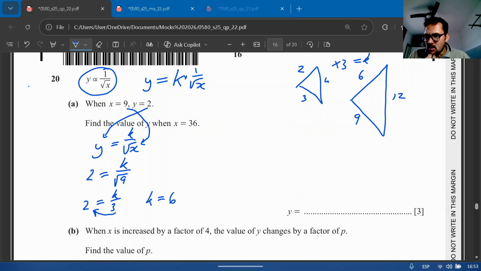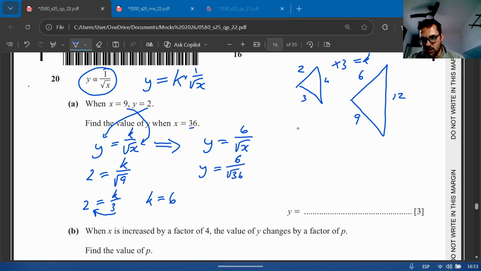Okay. Then it says find the value of y when x is 36. So now we can take this equation here, we can write it down, but we know now k is 6. So this gives us the working equation. And then they tell us what is y if x is 36. So that would be y equals 6 over square root 36, which is 6. 6 divided by 6 is 1.